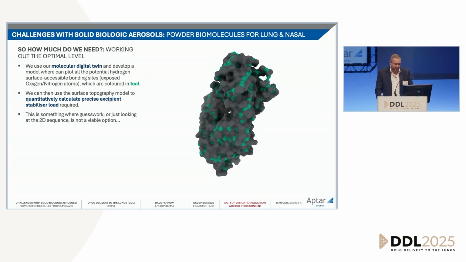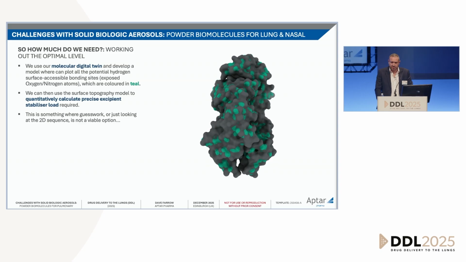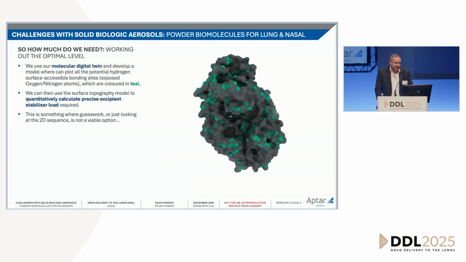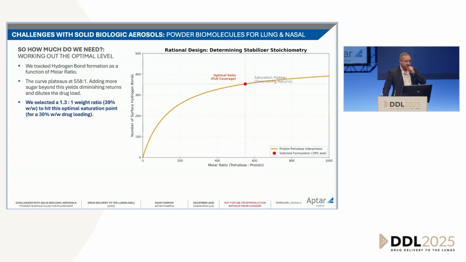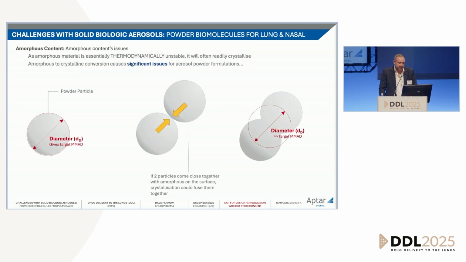So using this model, we're able to identify those particular hydrogen bonding points in teal, and then we can do a quantitative calculation to get the precise excipient load. What we found is that the hydrogen bond formation as a function of the molar ratio can be mapped. We actually found there's 558 potential hydrogen bonding points to 1. So 558 moles of trehalose to 1 mole of biological modality. Once you work that out, that's a 1.3 to 1 weight ratio. So 39% trehalose to 30% drug loading. Again, all done in silico before you've gone into the lab, you've identified the optimum point.